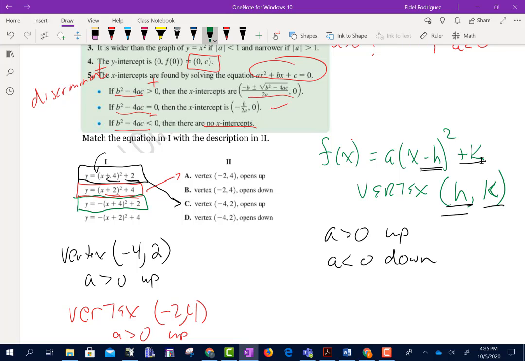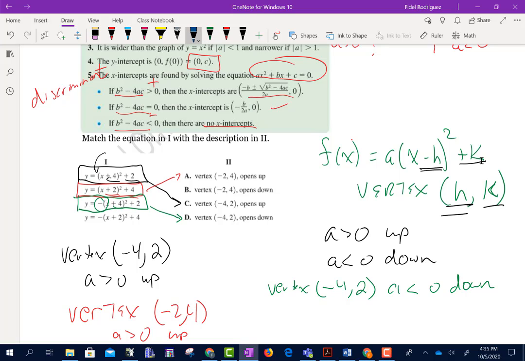Now, let me look at the third one. So my vertex here, remember, I'm going to change the sign. So my vertex here is going to be a -4, a +2. My A is negative, so my graph's going to open down. So I'm going to look for a vertex of -4, 2, and opening down. This one is going to be matched up with D.